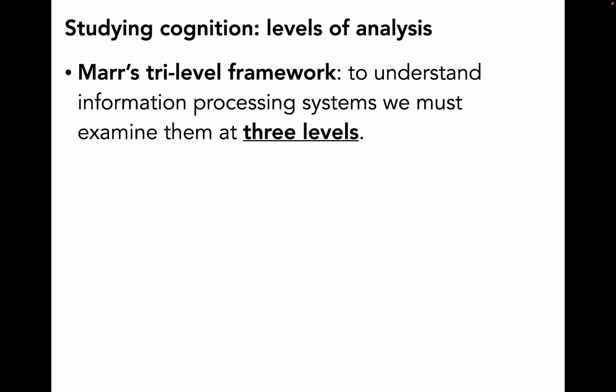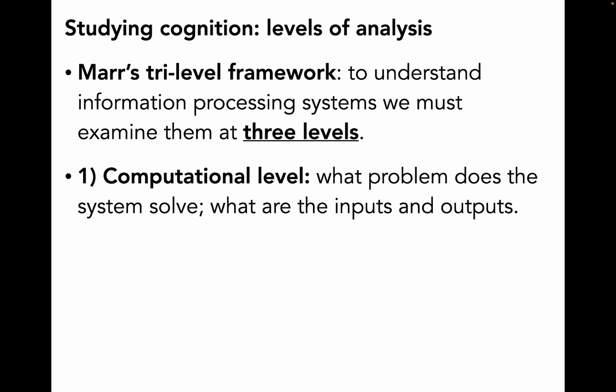Okay, this is known as Marr's tri-level framework. And so that's the approach we're going to take in this class. And the first level, Marr called the computational level. And this word computation can often throw students off because it makes you think about computers and math. But really, what Marr was interested in are the computations, the problem that the system or cognitive process is trying to solve. Okay, what are the inputs? What are the outputs?